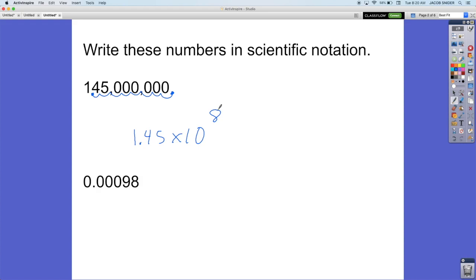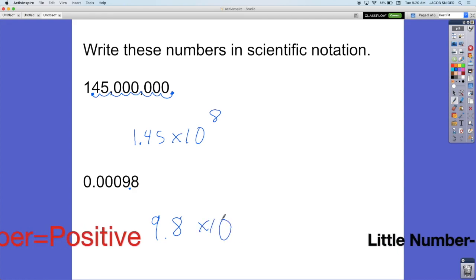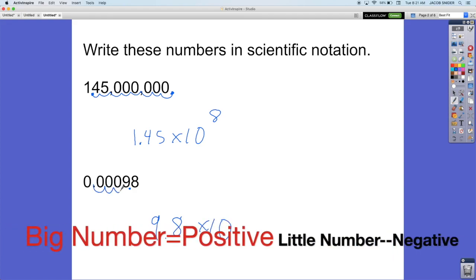Let's do a small number now. Okay, it's in between the zeros there. It needs to go between the 9 and the 8. So my new number will be 9.8. Times 10. Now let's count my spaces. 1, 2, 3, 4. But remember, since we got a really, really small number, what happens to our exponent? Negative. Okay, there's our answer there. Cool? So far, so good. Let's hope so. Here we go.